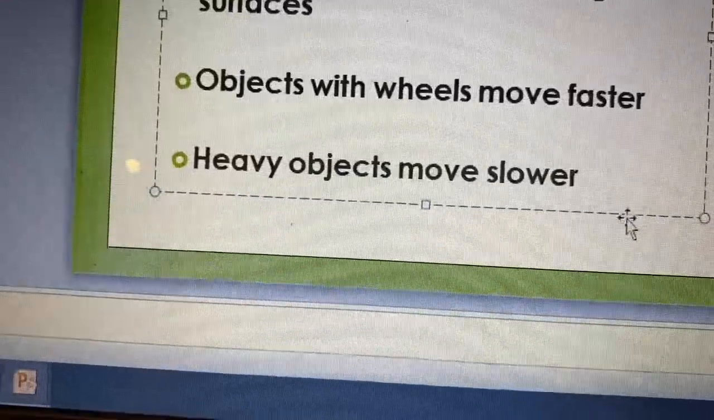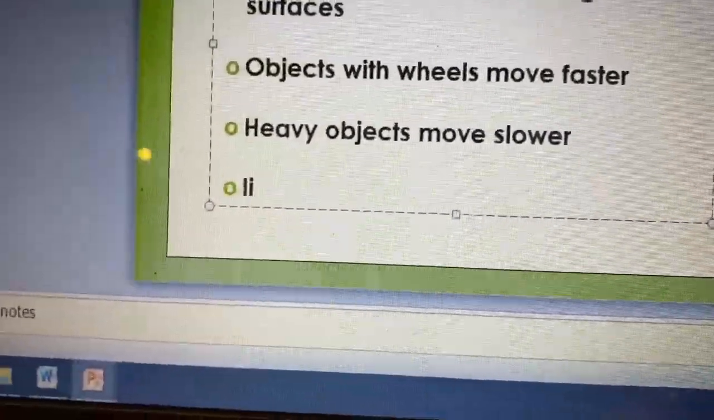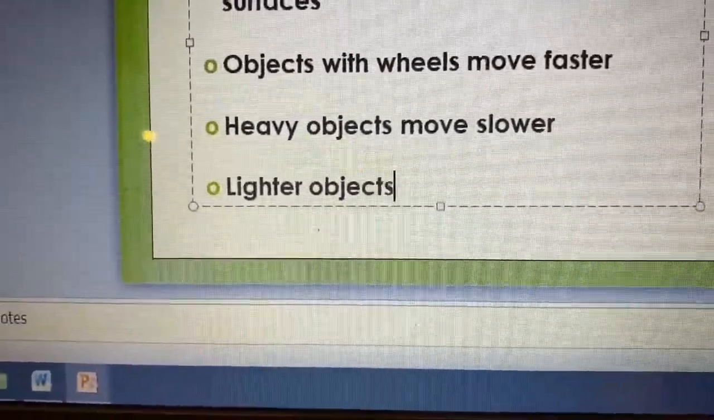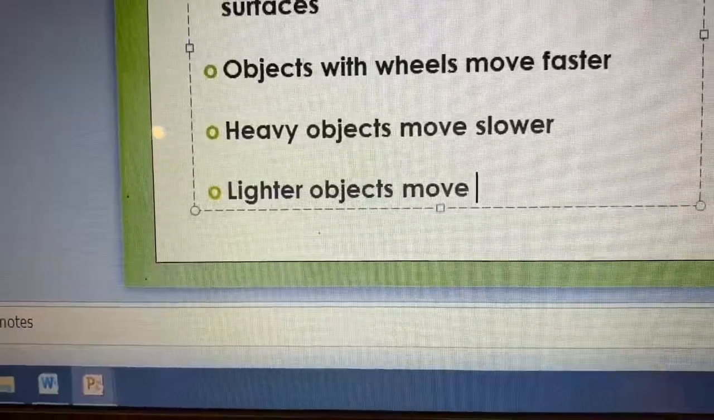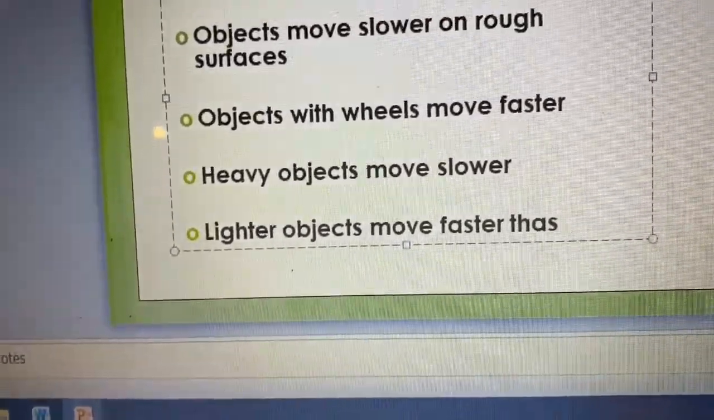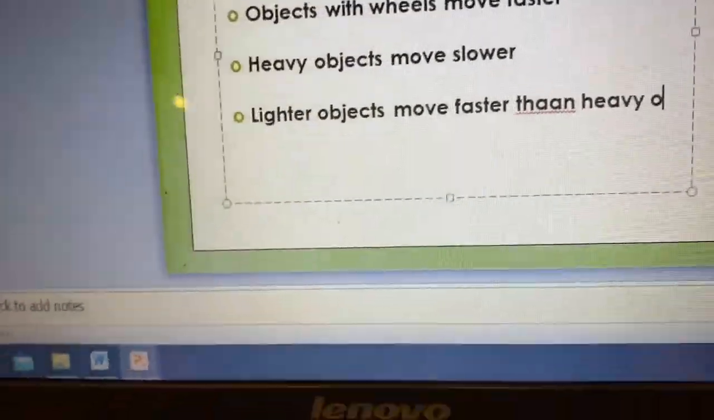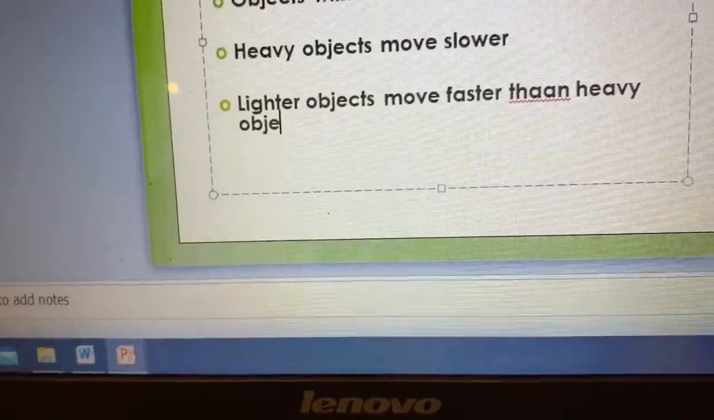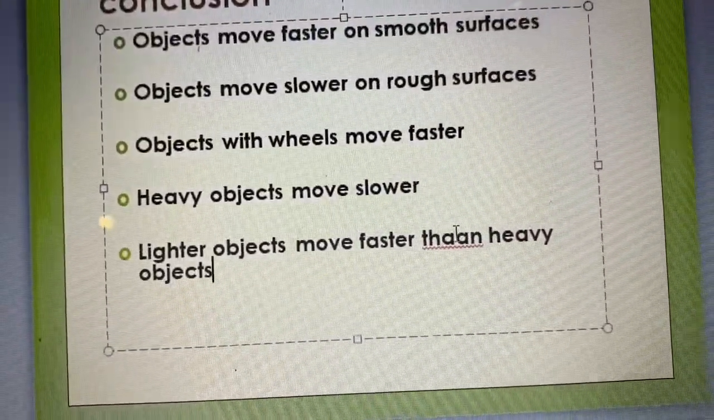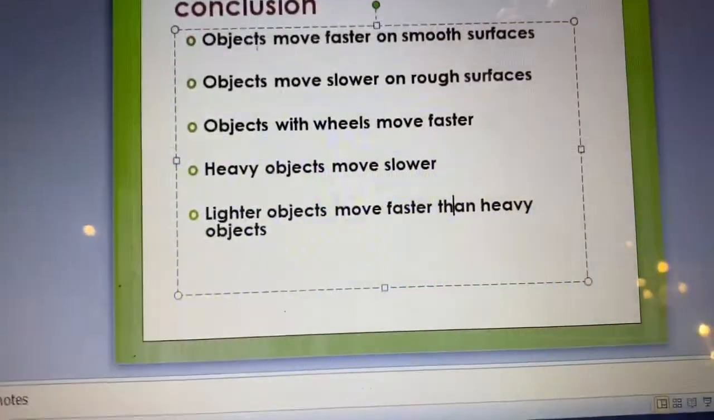I did not mention this. Let me write it down. We will write in: lighter objects move faster than heavy objects. Okay, so this is our conclusion. I want you to write it down on your notebooks.